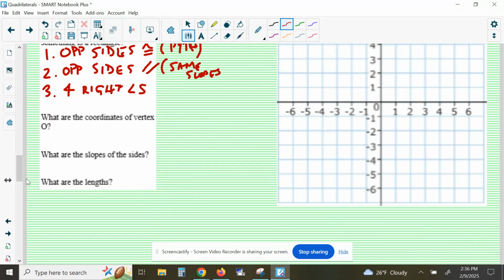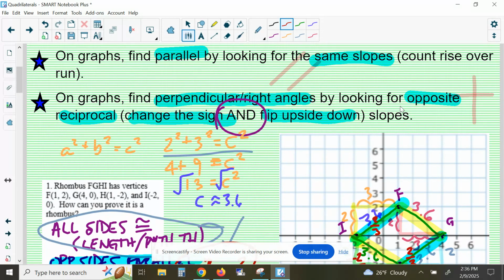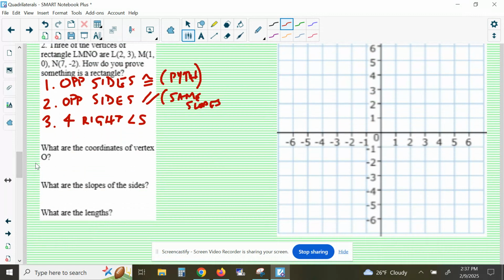And the last one, 4 right angles. We need to have opposite reciprocal slopes for the 2 that join on the corners, right? So we need opposite reciprocal slopes. Okay, so that's the stuff we need. Opposite reciprocal slopes. Okay, so let's go ahead and graph this.